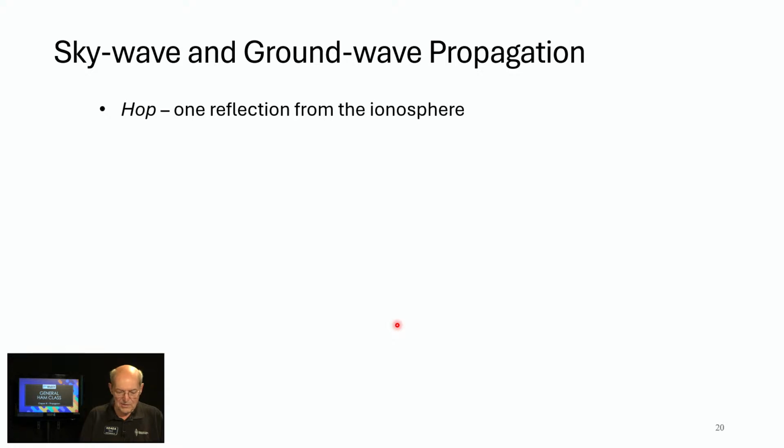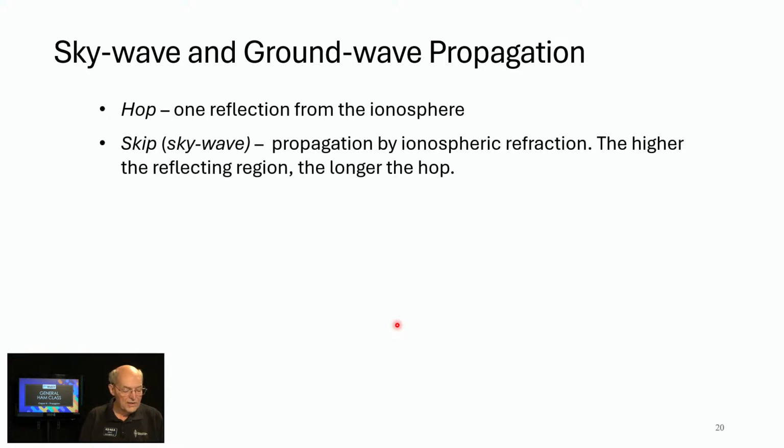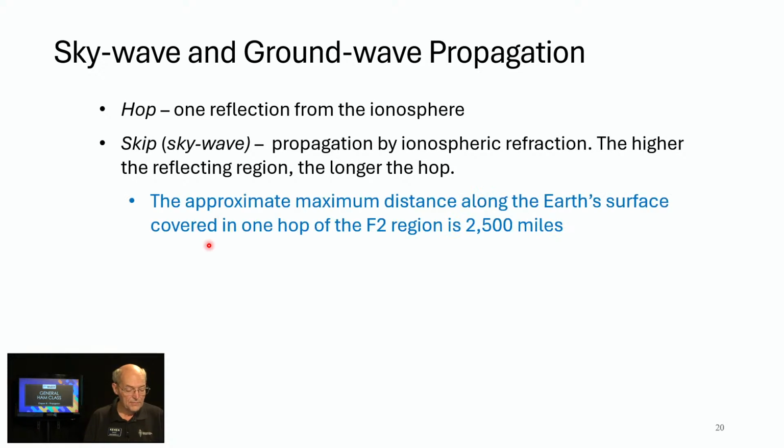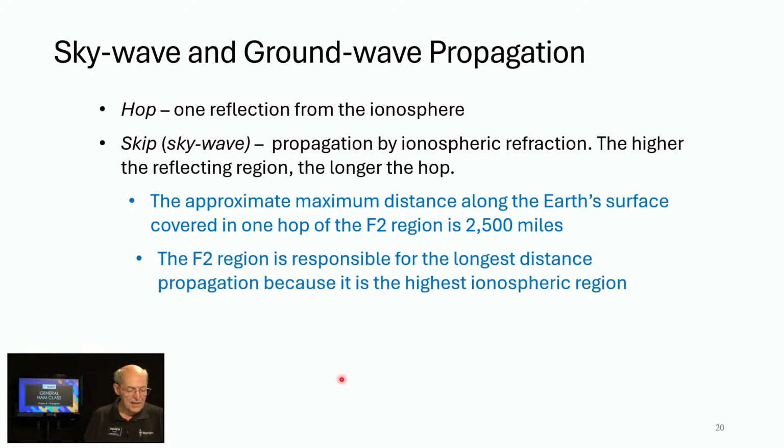So let's talk a little bit more about how these things move. Hop is one reflection or refraction from the ionosphere. Skip is skywave propagation. The higher the reflecting region, the longer the hop. We mentioned that already. We already mentioned that the maximum distance along the Earth's surface in one hop of the F2 region is 2,500 miles. And the F2 region is responsible for the longest distance propagation because it is the highest ionospheric region, like the pool table example.